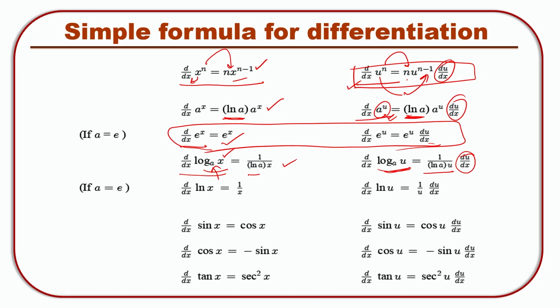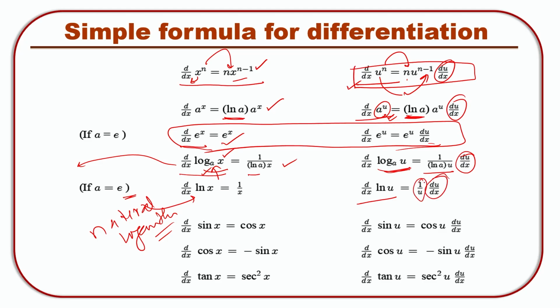And what is the derivative of ln x? Ln x means natural logarithm. Here ln x means natural logarithm, right. And log of a means the base is a, not e. Here the base is e. So, what will be the derivative of ln u? That is equal to 1/u into du/dx, right.